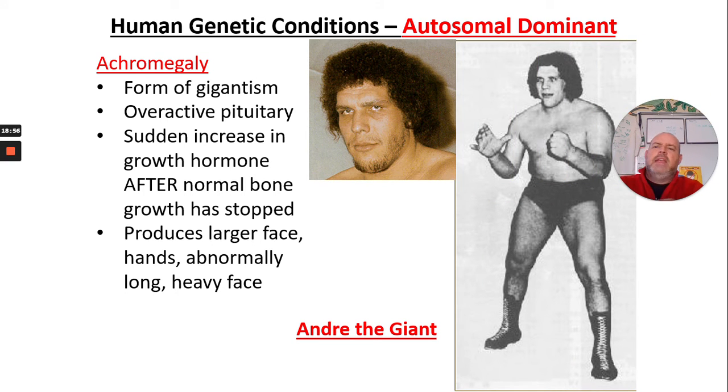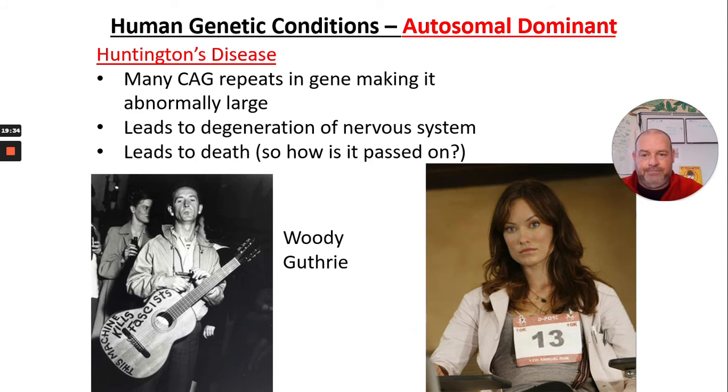So, acromegaly. This is a form of gigantism, so also autosomal dominant. An overactive pituitary gives you lots of growth hormone, and you become really big. And this is Andre the Giant. He's a former WWF wrestler, like the wrestling you would see on TV. I think he was about 7'6", if I remember correctly, and probably 400 pounds. And he doesn't look like he's actually a big blob because he's so tall. But you also get this really kind of long, heavy face and overgrown features and hands that are just huge.